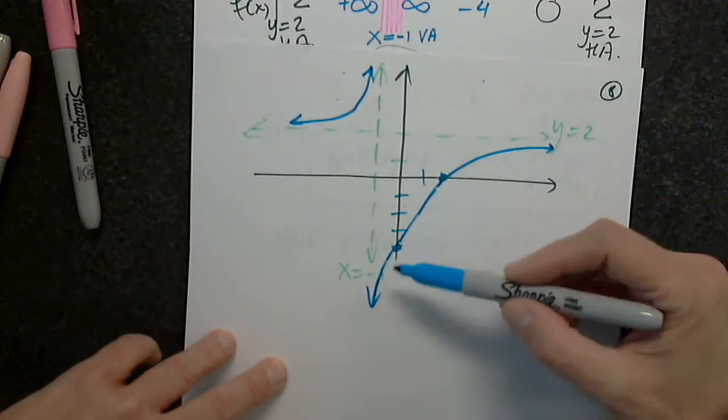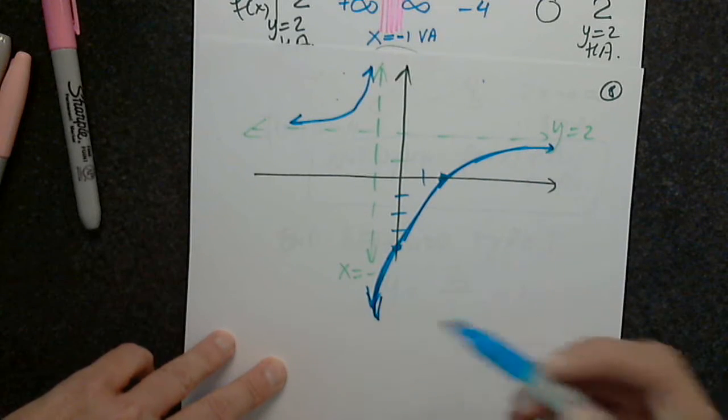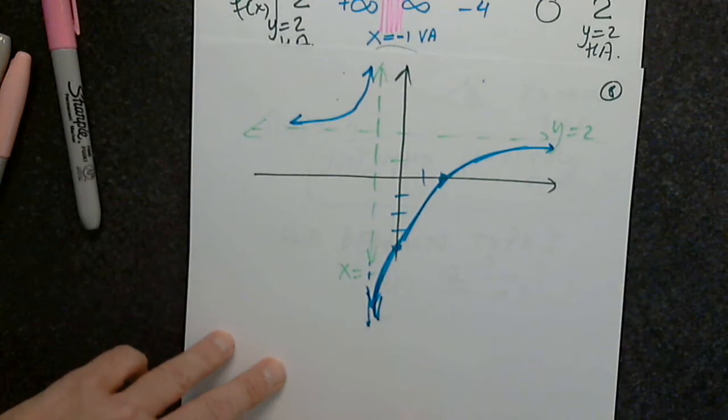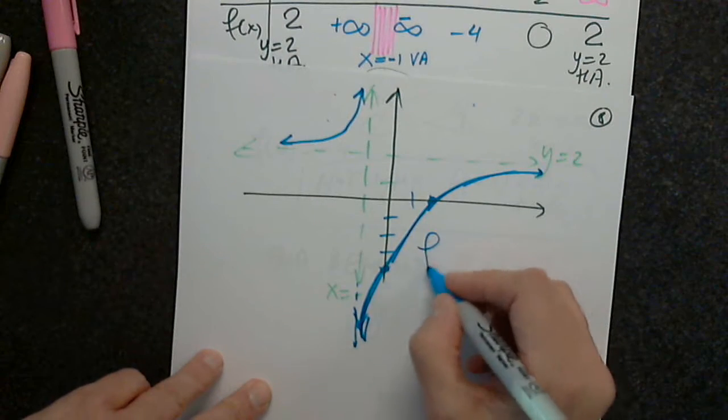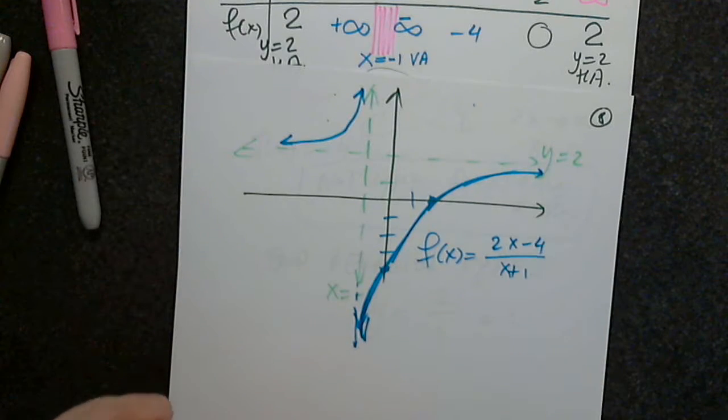That's the graph. It should be smoother. And this is the vertical asymptote. It does not touch the vertical asymptote. So this is f of x equals 2x minus 4 over x plus 1.